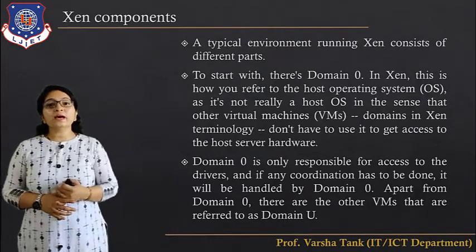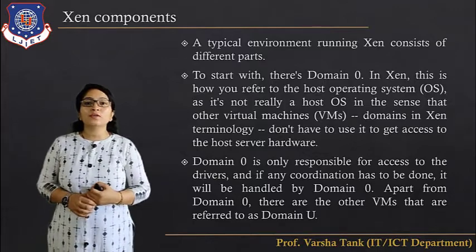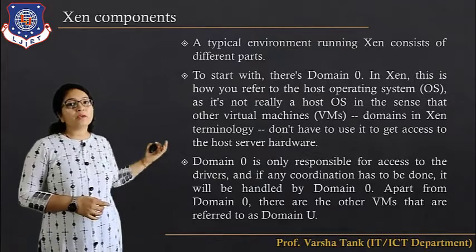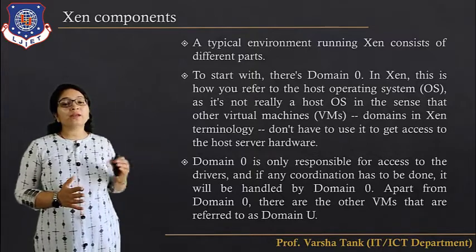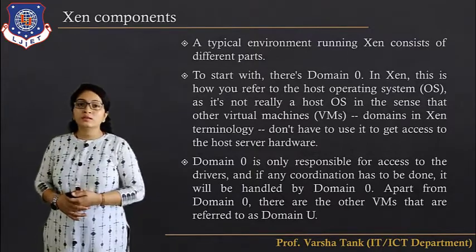Apart from domain 0, the other virtual machines are referred to as domain U. That means we have divided the functionality into different domains. Domain 0 is there, and if other functionality is there, then we can say domain U is there.